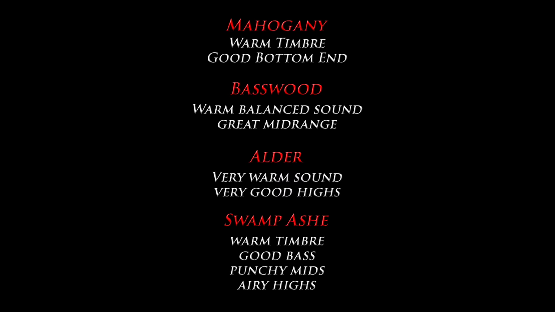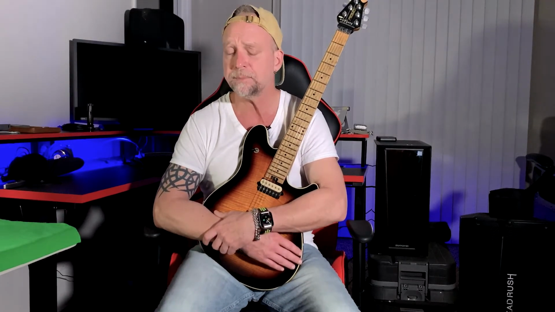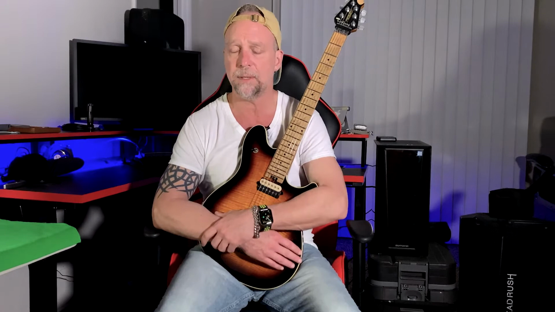Alder has a very warm sound with very nice highs in it. The thing I like about alder is kind of a scooped sound, a little less on the mid-range. I like that sound because to me it's just a bit of a smoother sound with the mids scooped a little bit. Swamp ash has a very pleasant tone. It has a very firm bass, and it's kind of got some mid-range punch, and it has very airy highs. Swamp ash is a very, very nice wood, and sounds fantastic. And there again, it sounds fantastic if that's the style you're playing.